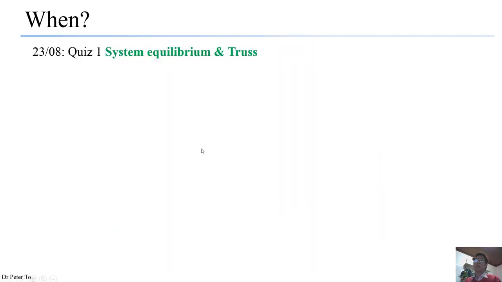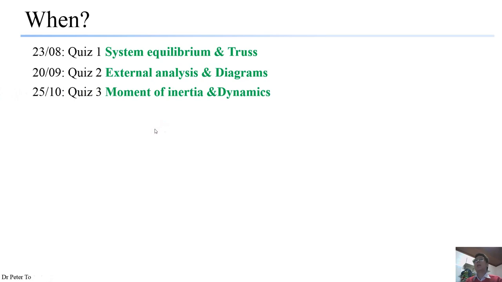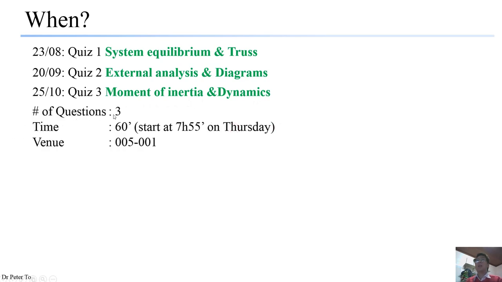When will you have assessment? You will have 3 quizzes in August, September, and October. The first quiz will be about system equilibrium and trusses. The second quiz is about internal analysis and diagrams. The third quiz is about moment of inertia and dynamics. The number of questions is 3 and you will have about 60 minutes to finish it. So therefore, the quiz starts a little bit earlier than the lecture.